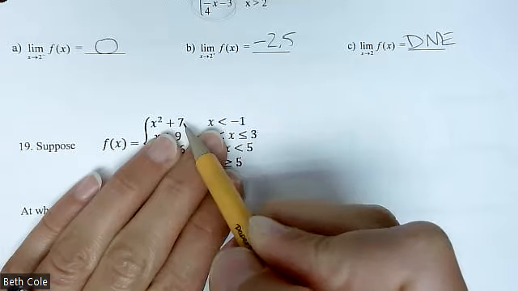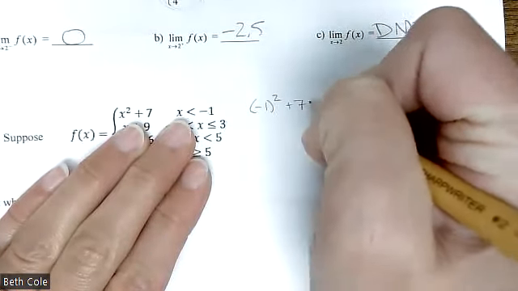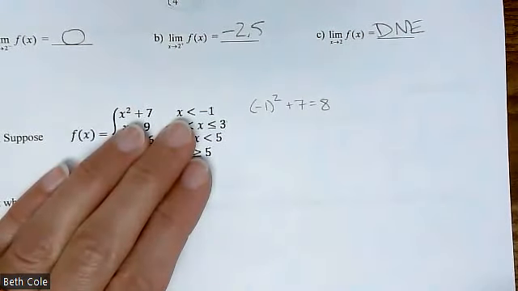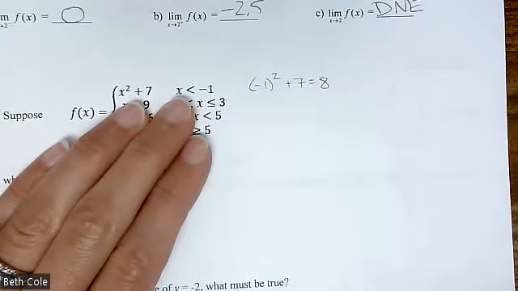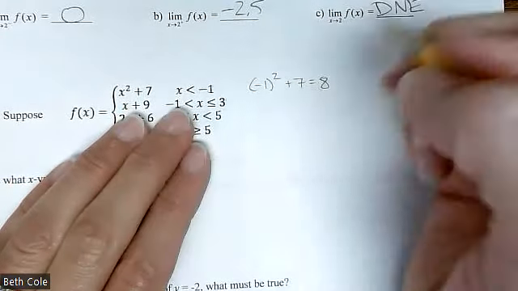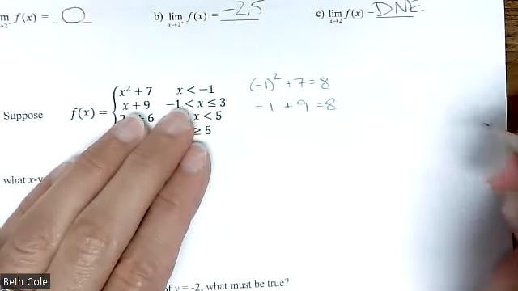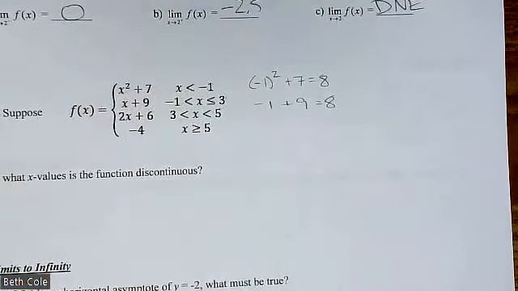Oh, wait, that one was 8. Let me write it out just to make sure I'm being thorough. So that equals 8. If you want to just do it in your head, that's fine. I just want to make sure we're all on the same page. If you plug -1 into this one, -1 plus 9, you get 8. So what that tells us is at -1, what did the two pieces do? They touched. So we're continuous there. We're good at -1. Are we all together?